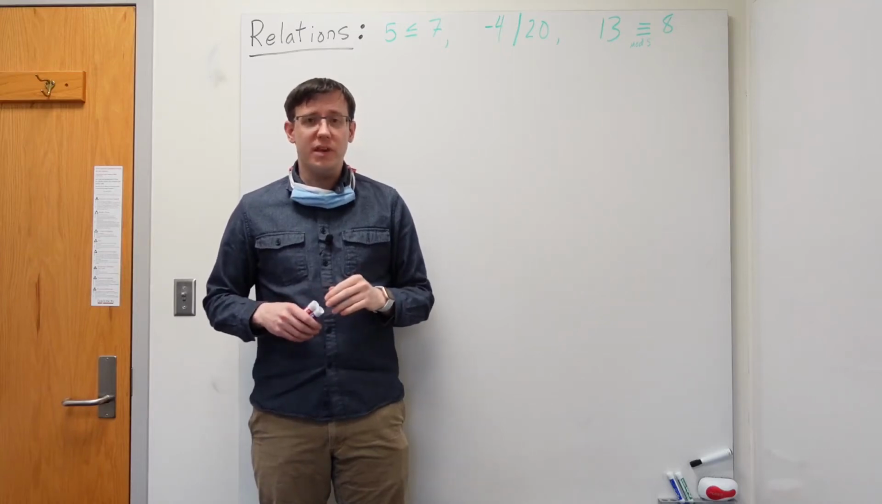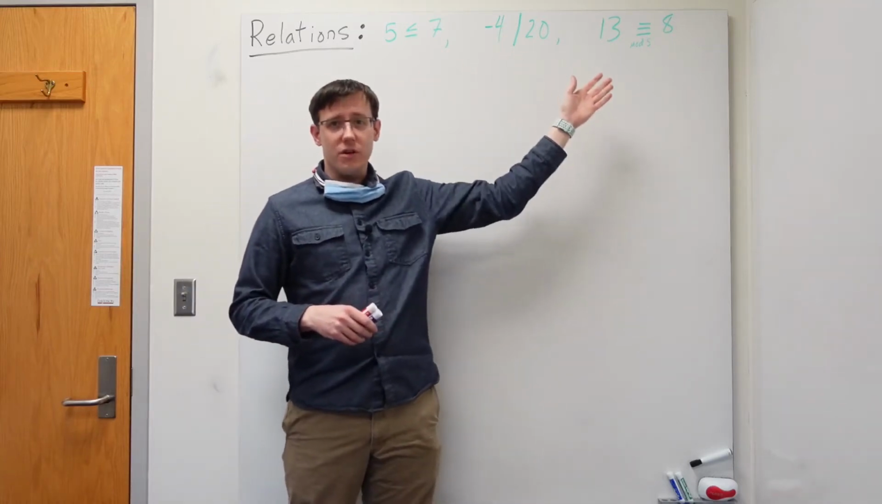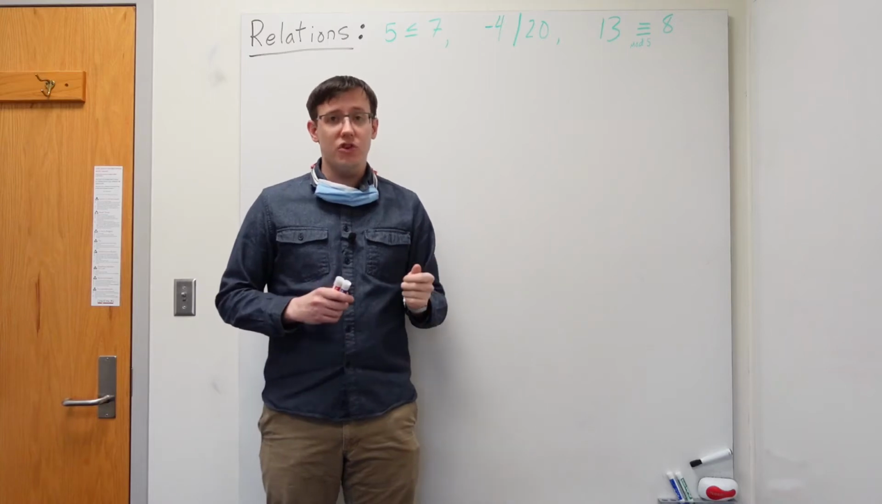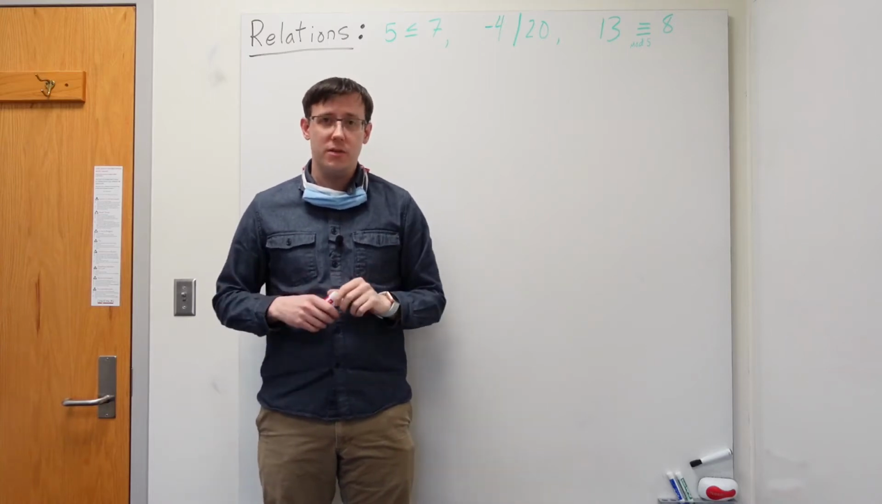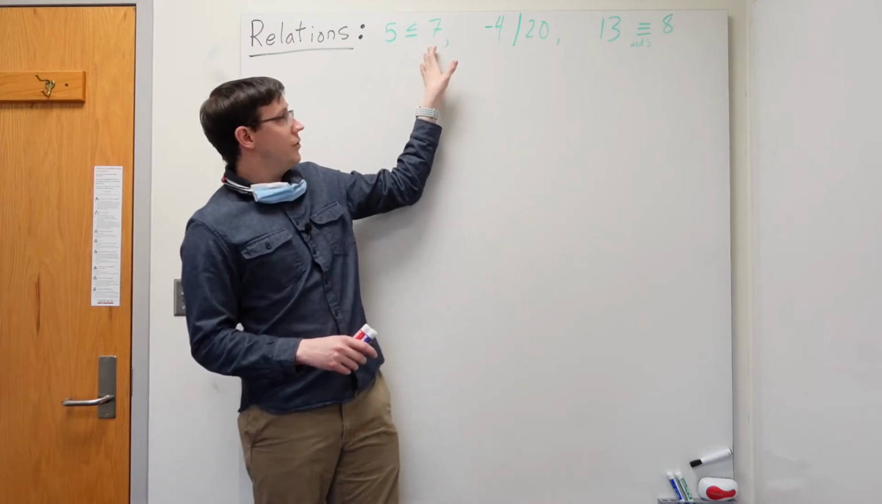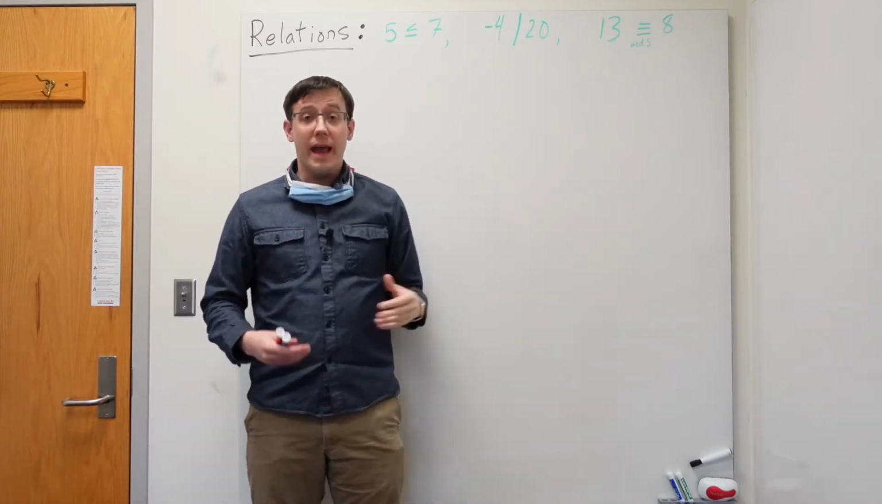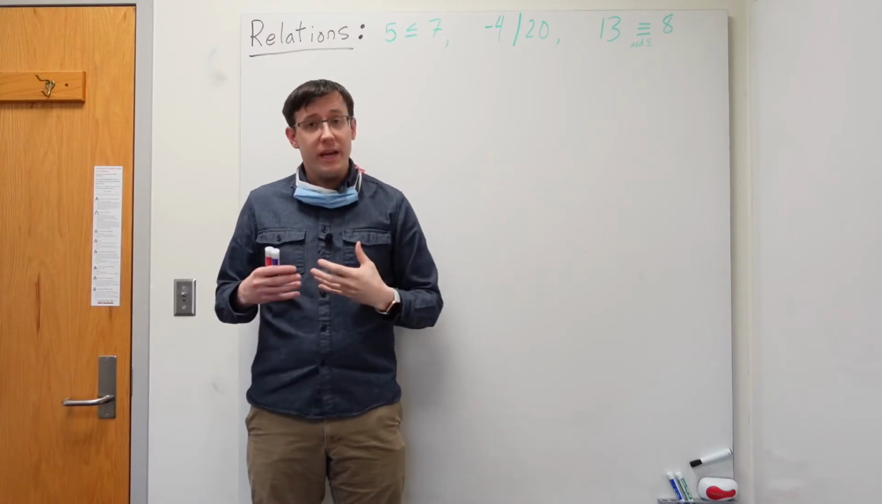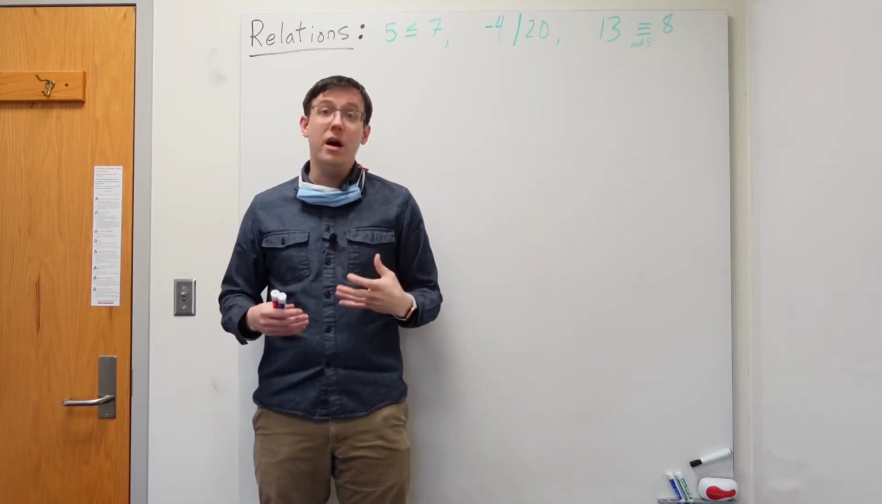Already this semester, we've seen a number of binary relations that describe relationships between different objects. But to talk more precisely about a relation like less than or equal to, or divides, and to make comparisons between different relations, we need a formal definition.